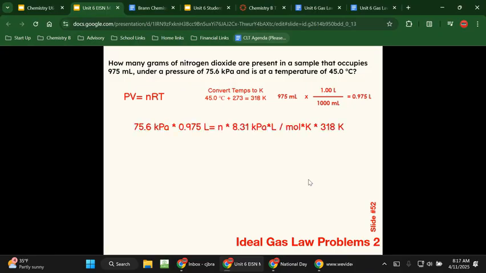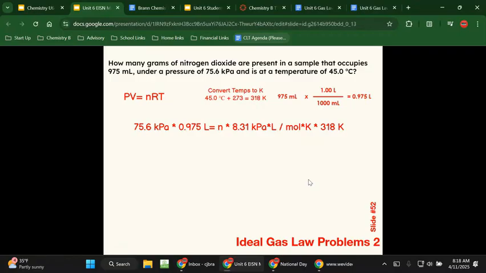We got a pressure, 75.6 kPa. We've got a volume, 0.975 liters. We do not have the value of n. Moles is what we are solving for and then going to convert it into grams. We have the R value of 8.31. Why this R value? Why not the 0.0821 we used last time? They're all standard ones. Why that R value here?